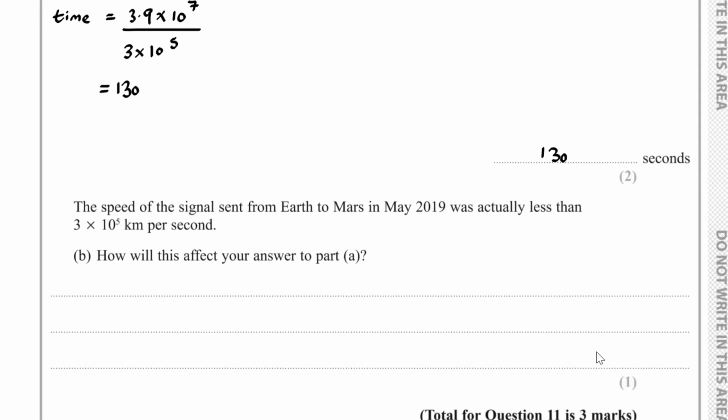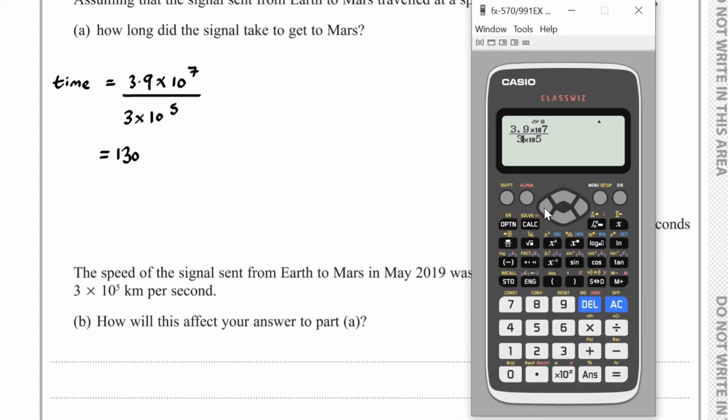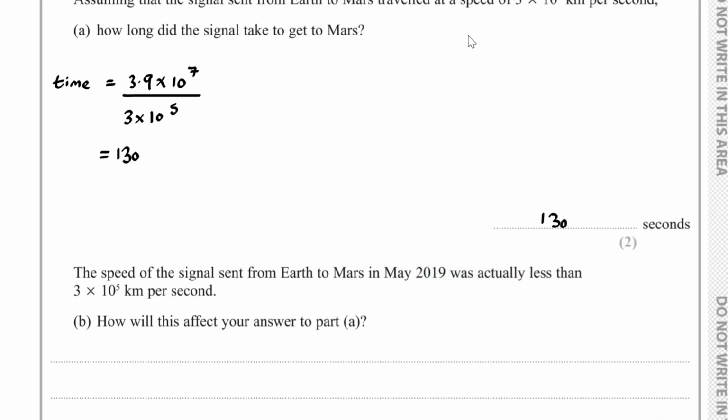And now for part B of the question, the speed of the signal sent from Earth to Mars in May 2019 was actually less than 3 times 10 to the 5 kilometers per second. How will this affect our answer? Well, if this number here is smaller, so if we go back to our calculator, if we choose a smaller number, say 2 times 10 to the 5, we get a time which is greater. And that makes sense if you think about it.